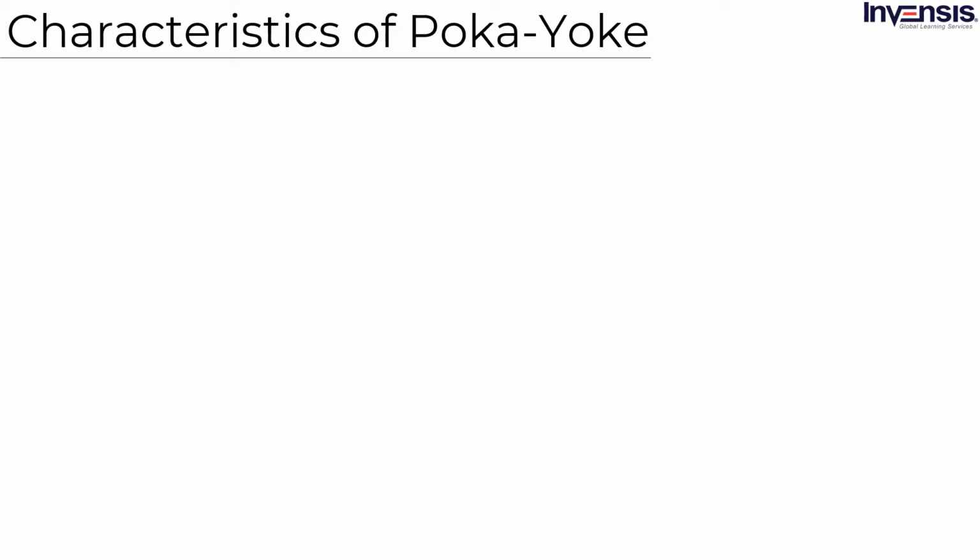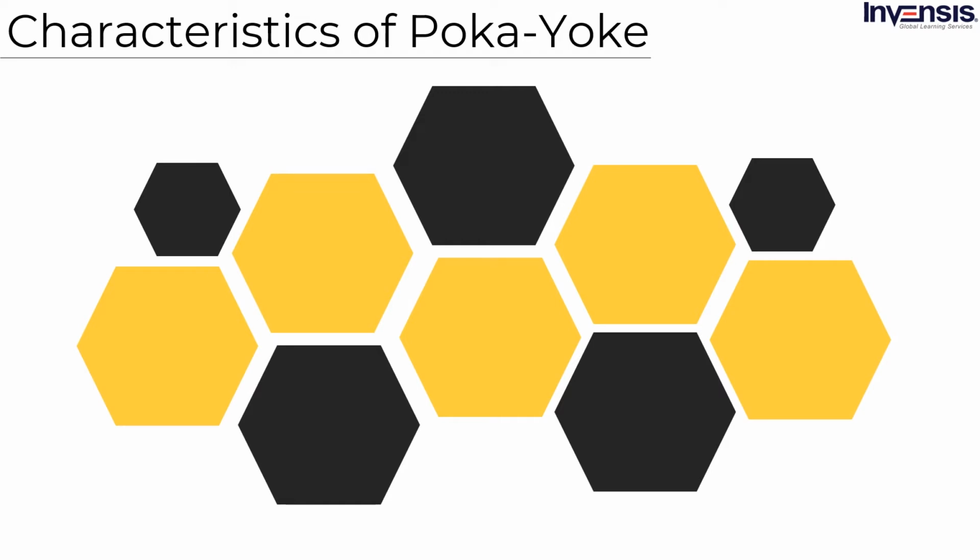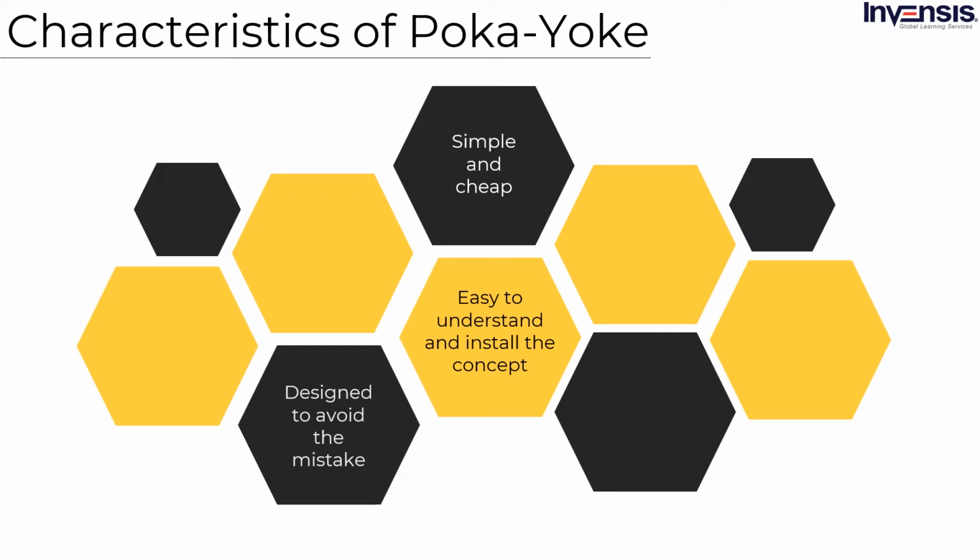Characteristics of Poka-Yoke. The first characteristic of Poka-Yoke is that it is simple and cheap. By seeing the examples in the previous section of the video, you can easily say that Poka-Yoke is a very simple technique to implement for any industry. Next, Poka-Yoke is very easy to understand. There won't be any difficulty in understanding the concept, as well as implementing this technique. Poka-Yokes are mainly designed to avoid mistakes. As the name says, it is a mistake-proofing technique that is used to abolish the mistakes that can occur in any process.